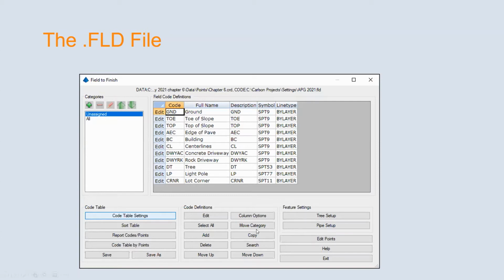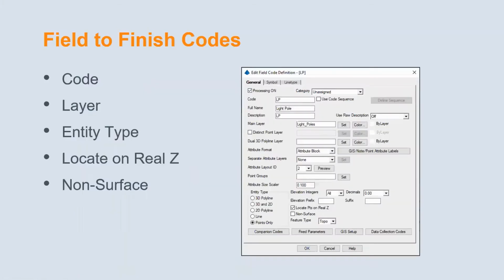And once you come into this, you can see you can pick different codes and just go to an edit button, and that will take us through editing and setting up that code. So if I would have picked a code, picked edit, you can see the edit codes dialog box here. It's got 3 tabs at the top: general, symbol, and line type. We'll talk about these in detail once we get into it.